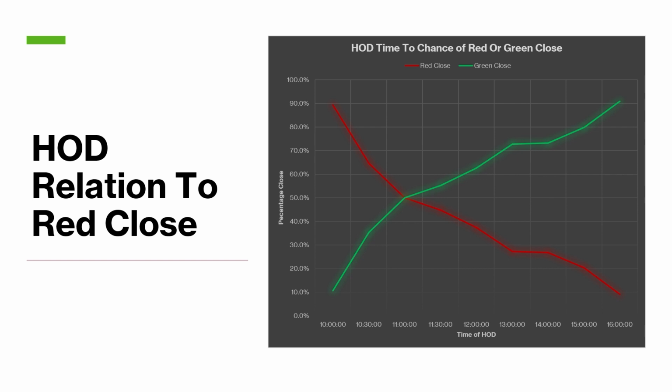Overall, this will allow me to enter a stock with confidence, knowing that the chances are stacked in my favor. If the high of day realistically happens at 10:30, we can see on this chart there's about a 70, 75% chance that we will get a red close.